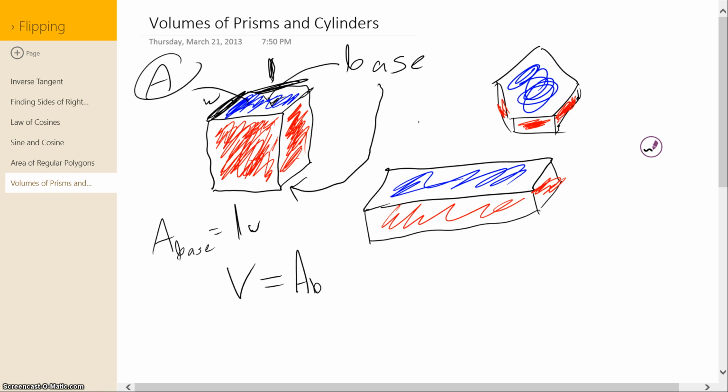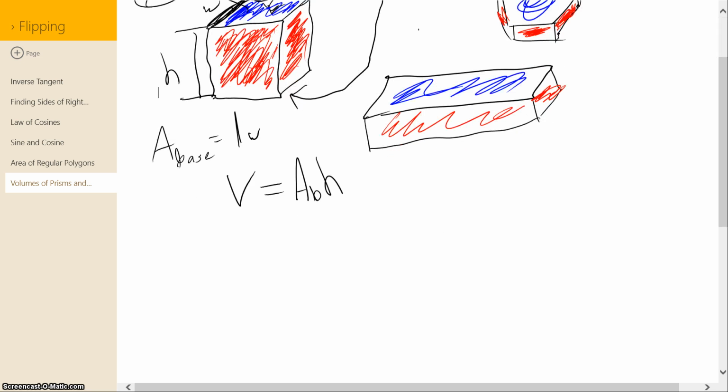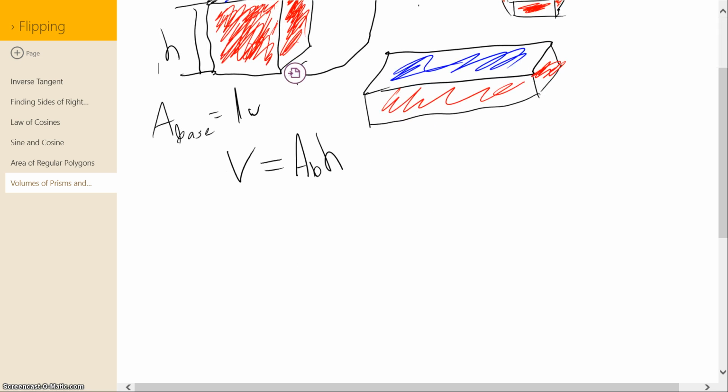This is just one thing, right? This is just the area. That's what this stands for. Times the height. And the height would be right here. So boom, boom, boom, those things together will give us our volume, being three-dimensional.